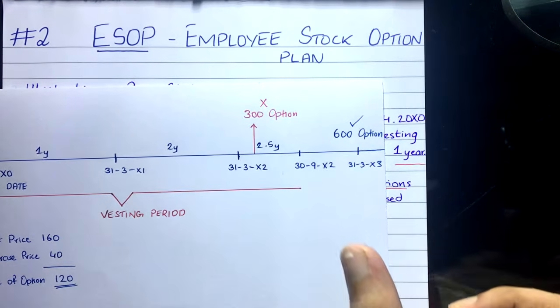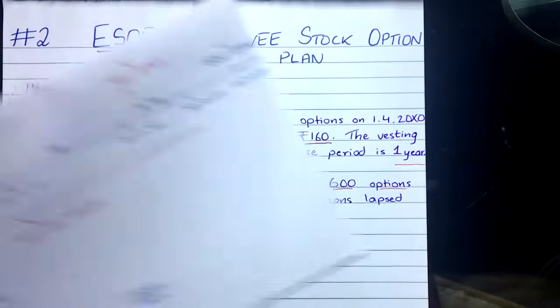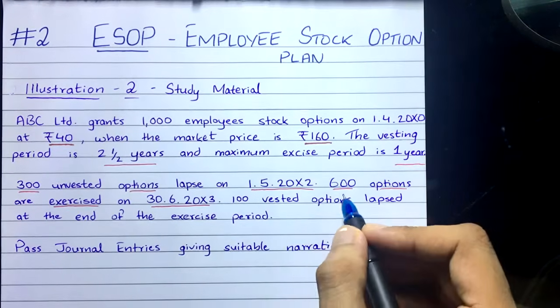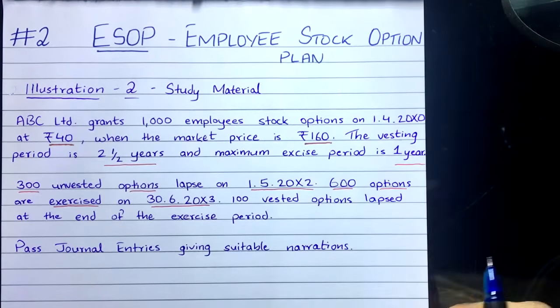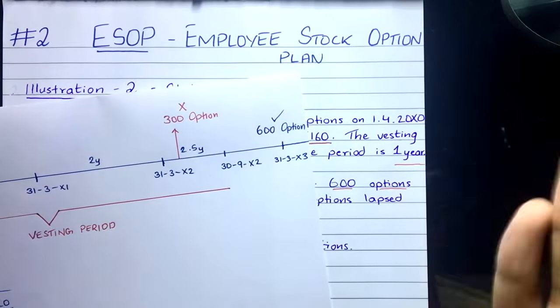Now in that exercise period, the employees have to exercise their option and buy the shares. And they have done that. How many employees have done that? 600 employees have done that. You just have to see how many options have been exercised. So 600 options are exercised on 30-6-20X3, so it's somewhere in the fourth year in the exercise period itself.